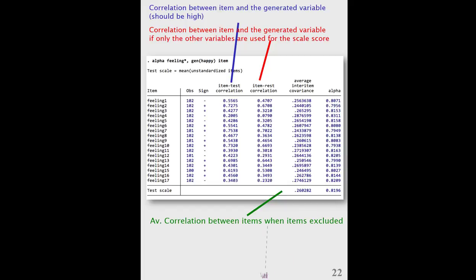And the easiest one to look at is the last one, because that last one will tell you what will happen with that value over there if you leave out a given item. So this 0.8311 over there says, okay, if you do the whole analysis again, but now you leave out feeling 4, you get an alpha value of 0.83, which is bigger than the 0.82, not a lot, but a little bit bigger than the 0.82 that you had before.